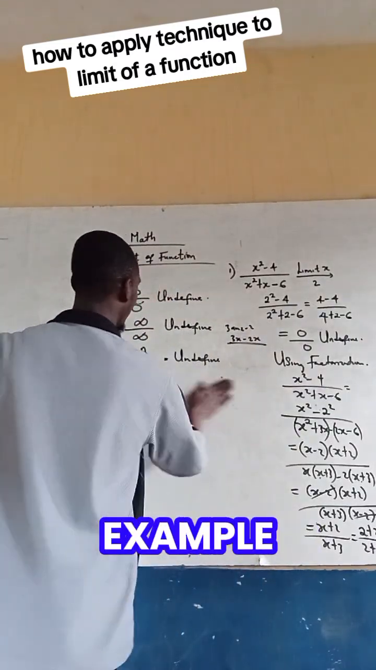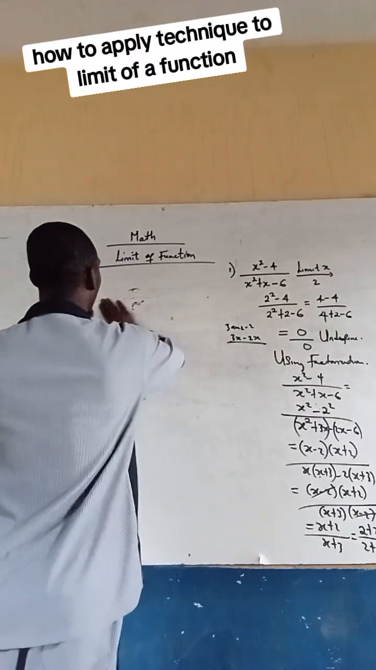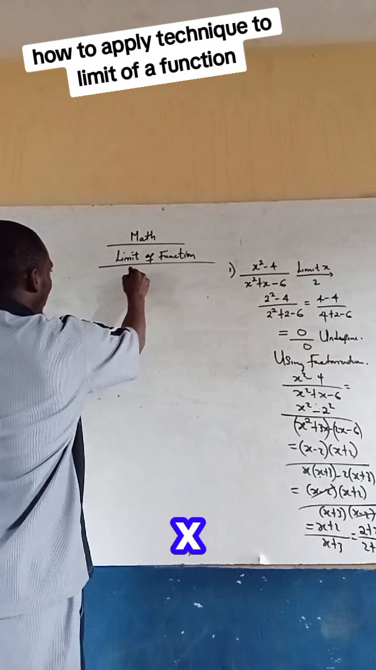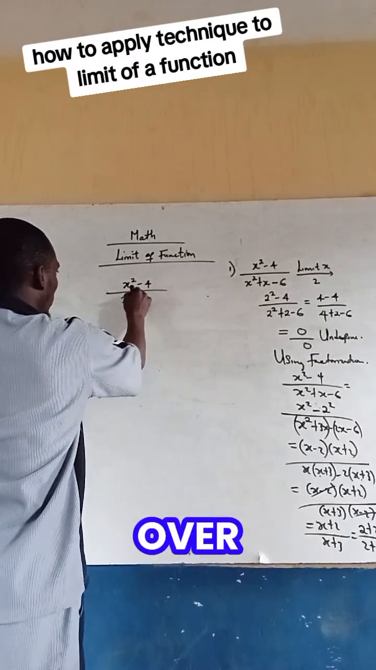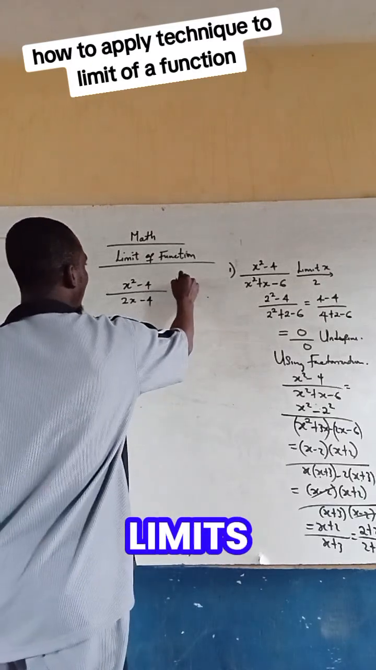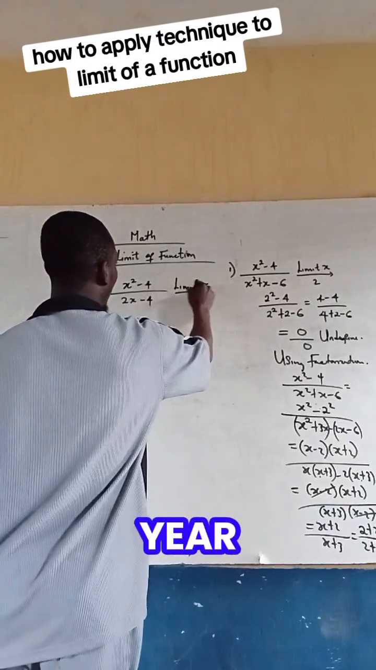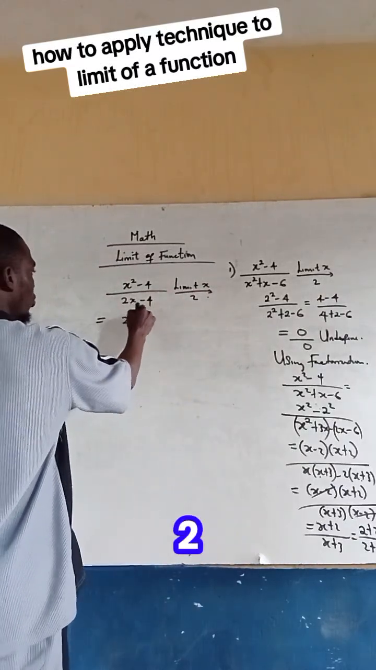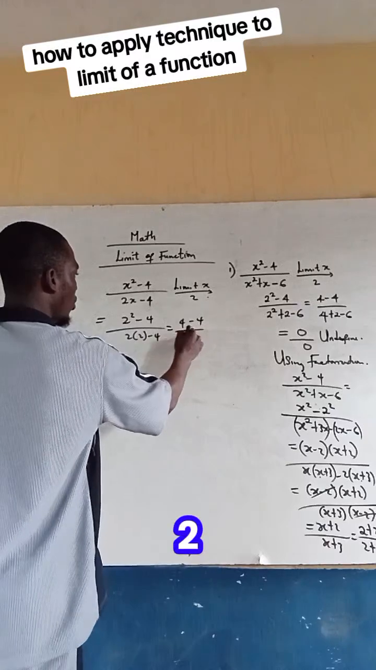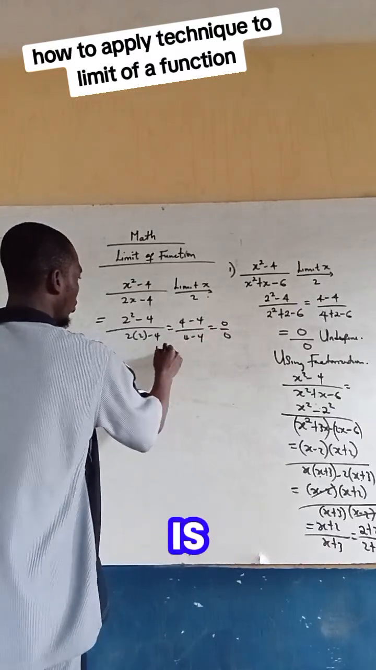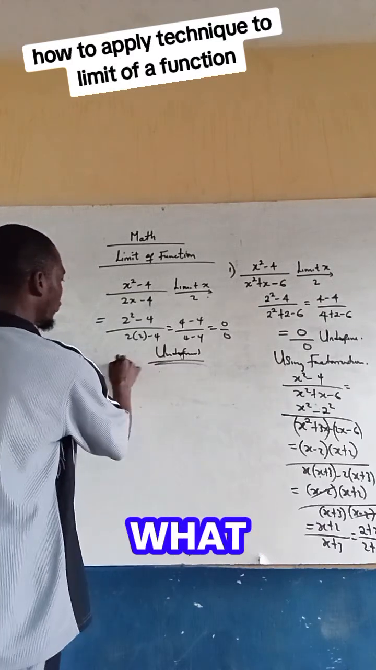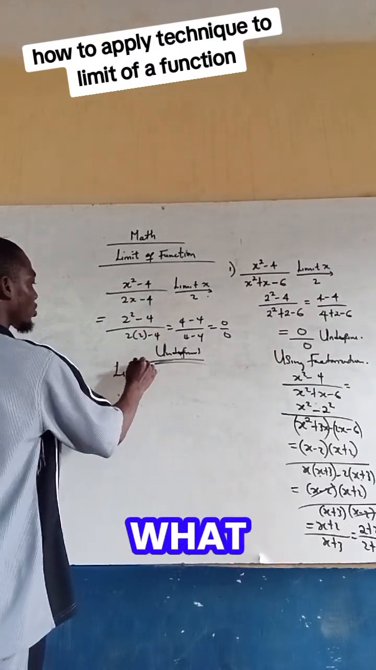Let's try another example here. Let's assume that we are given x squared minus 4 all over 2x minus 4. We are told to limit x to 2. So then direct method, that will be 2 squared minus 4 over 2 brackets 2 minus 4, which is 4 minus 4 over 4 minus 4, which is 0 over 0. So I'm going to apply techniques of limits here. That's what? Factorization.